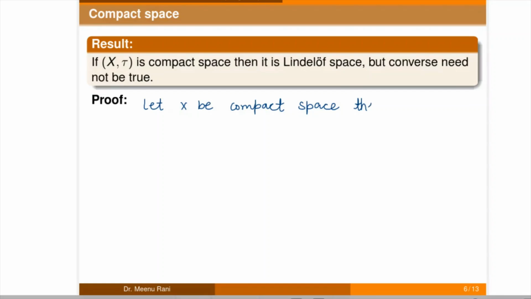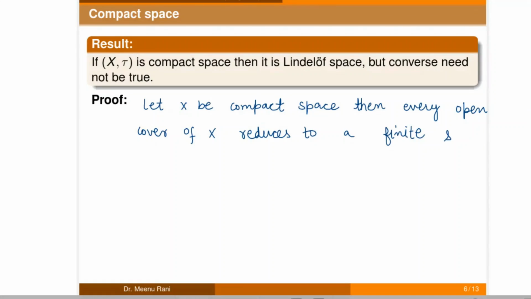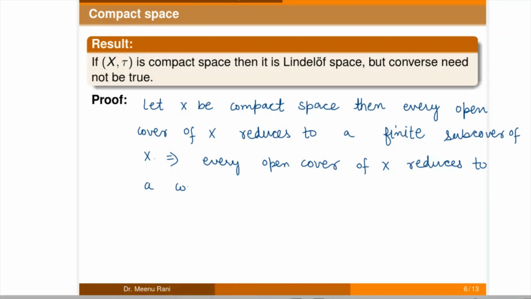then from the definition of compact, every open cover of X reduces to a finite subcover of X. Which implies that every open cover of X reduces to a countable subcover of X. Which implies that X is a Lindelöf space.